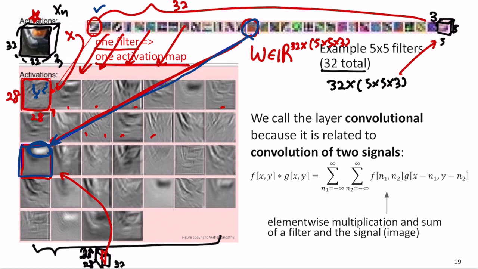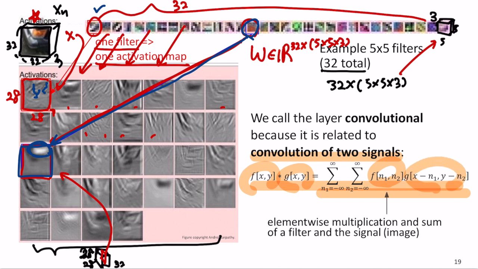Why do we call these kinds of things convolution? We call the layer convolutional because it is related to the convolution of two signals. When we consider the definition of the convolution f convolved with g, the equation is like this: element-wise multiplication and sum of the filter over the signal. This process is exactly the same as that process, so that's why we call it convolution. So this is the visualization of convolution.